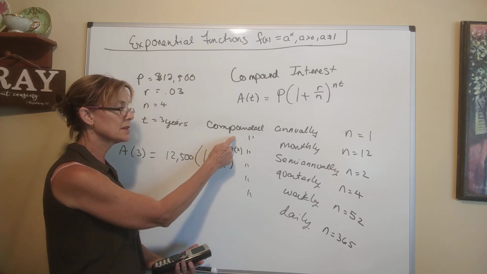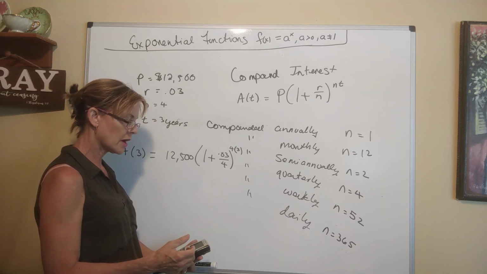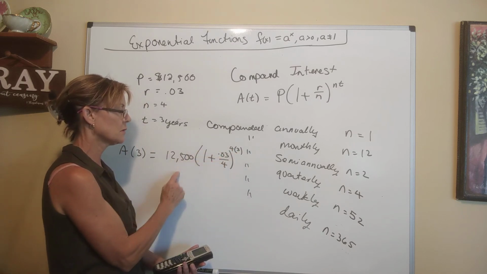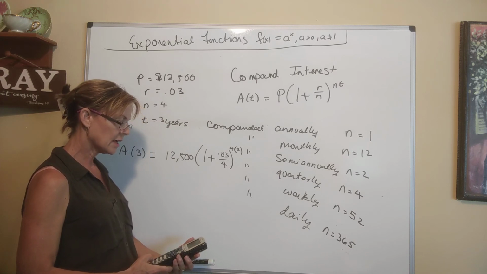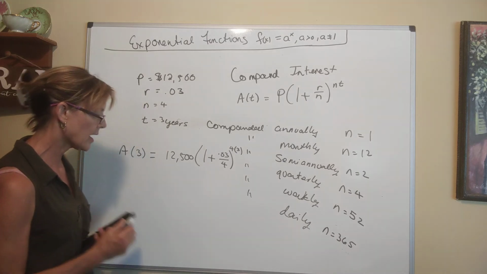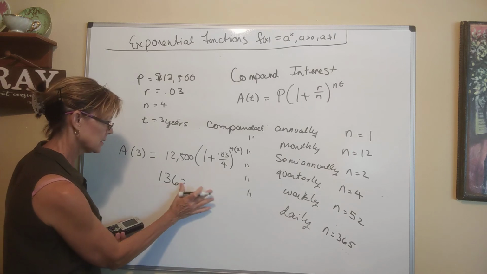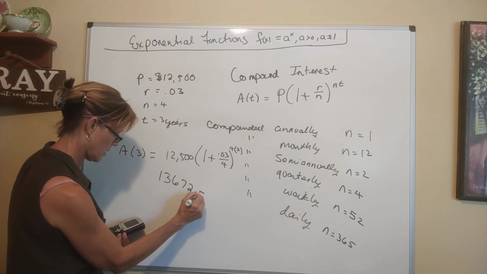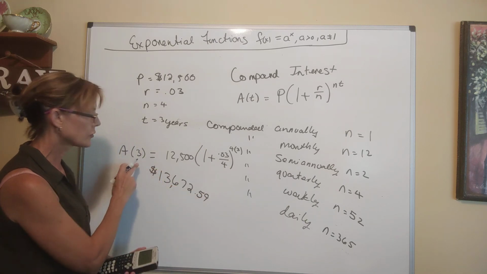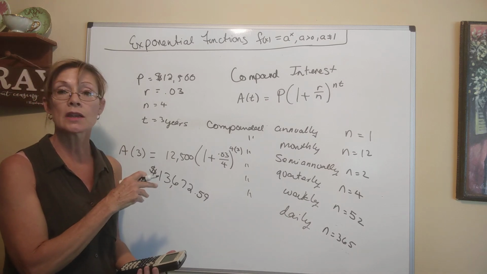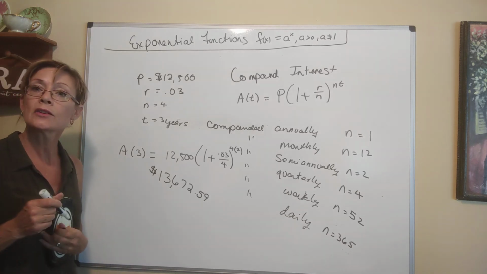Now I'm going to raise that to this power. I'm going to raise that to the 12th power. And now I have 1.0938. Now I'm going to multiply that by 12,500, and I get 13,672.59. And this is the amount of money I will have in my account after 3 years at that particular interest rate with that initial investment, compounding that many times a year. That was 56. Okay, so that's how you can fill in the chart.